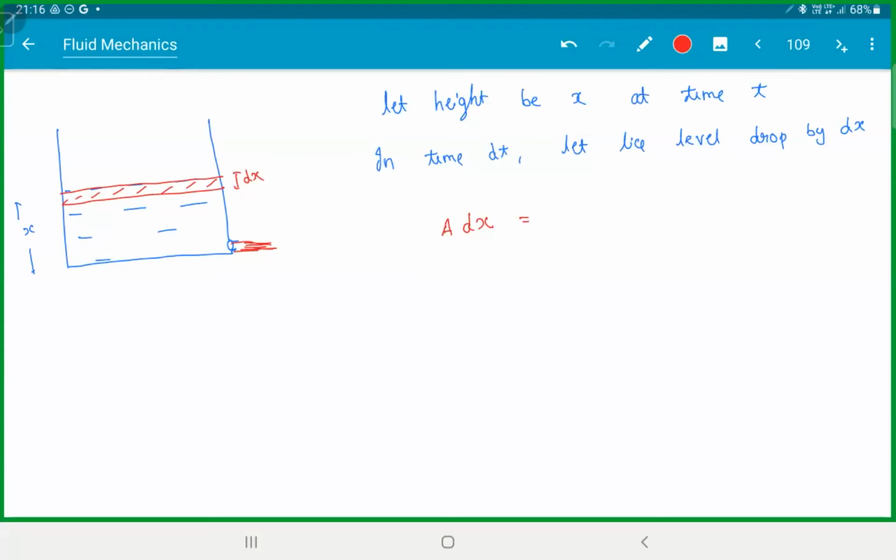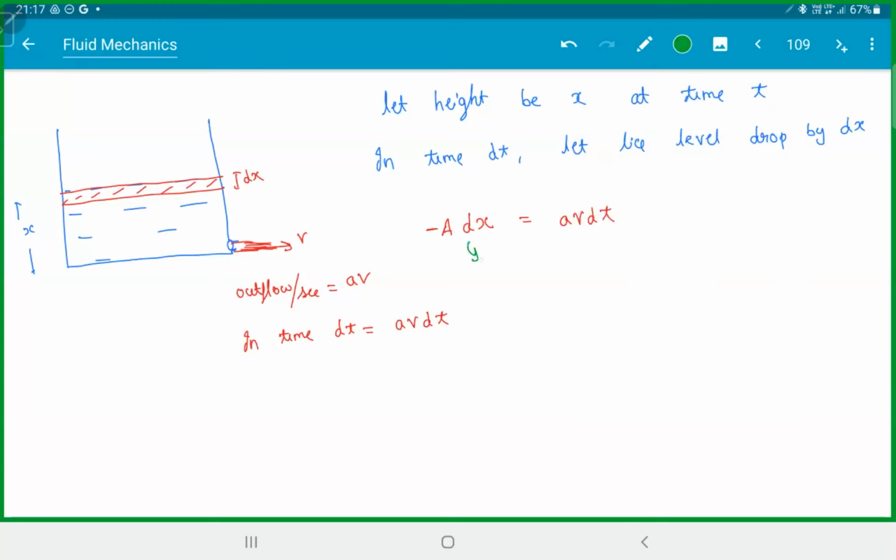This should be equal to how much? This is going with speed v and area A. Remember, outflow per second is area into velocity, the flow rate basically. So in time dt, how much flows out? A into v gives you how much liquid flows out every second. In time dt, A into v into dt is flowing out. Put a minus sign because x is decreasing. This is equal to Av dt.